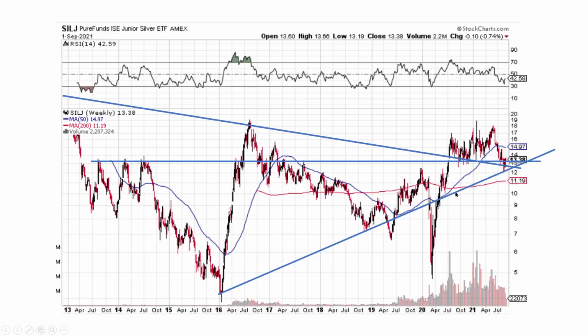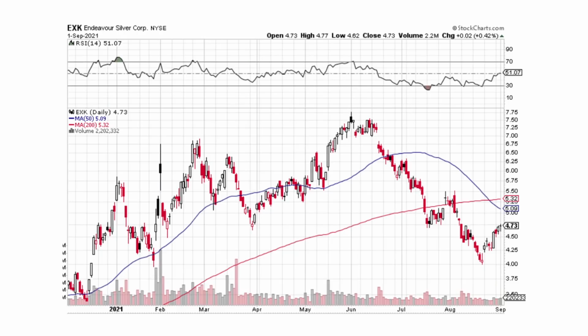And the silver price looks good. We'll see what happens. Endeavor Silver, on a daily basis, we do have a little cross here. Sometimes you get a small little down day tomorrow, or maybe we'll just blow right through it. Let's see what happens. This looks good. We broke the downtrend here.